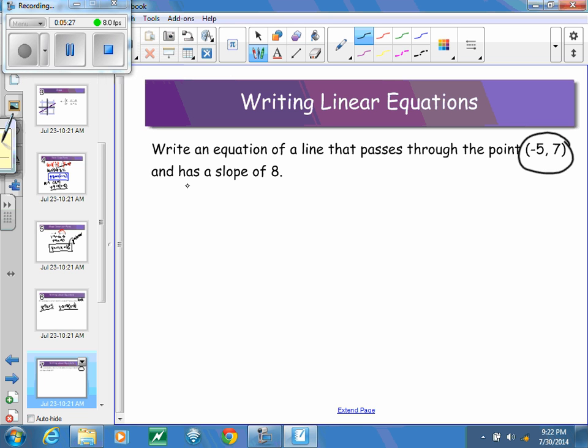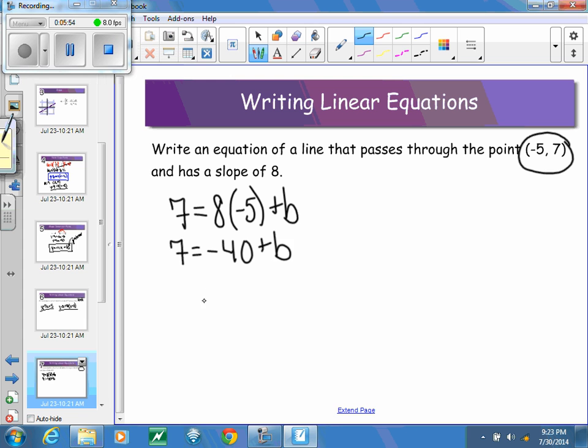If we do slope-intercept, we need to find our y-intercept. So I'm going to plug in 7 and negative 5 for our x and y. So 7 is equal to 8 times negative 5, plus b. So I have y equals mx plus b, and so now I've got 7 is equal to negative 40 plus b.